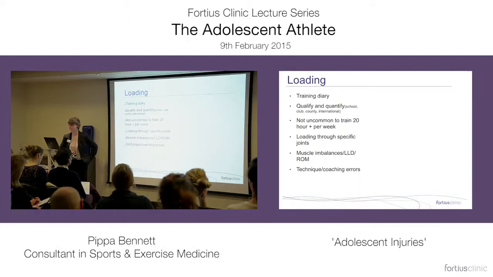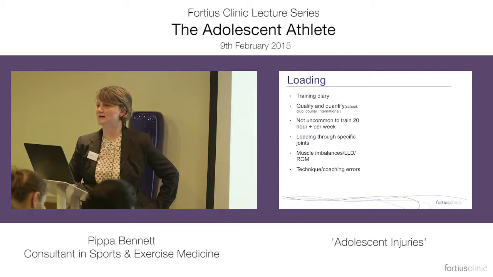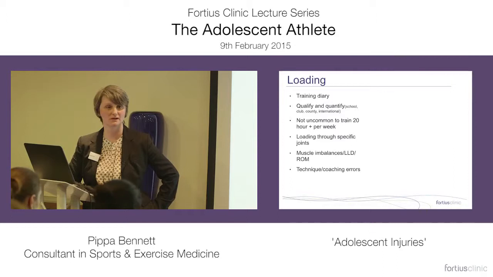It's not uncommon that you're going to see young people training 20 hours plus per week. Put it into context: elite gymnasts will be doing, aged 12, three to four hours a day, no question. To some extent, you could argue that's what they need to do. And that's purely gymnastics, not just what they're doing back at their schools, etc. Also have a think about what load they're putting through specific joints, and I'll go into that in more detail in a minute.